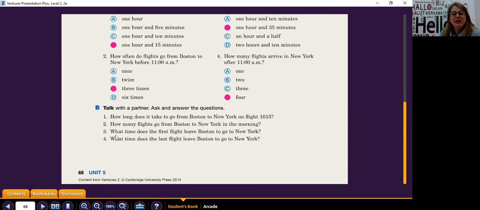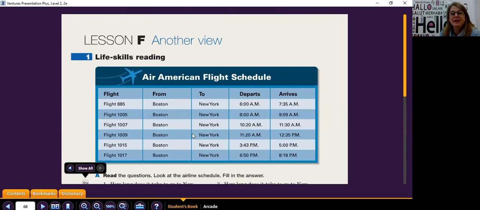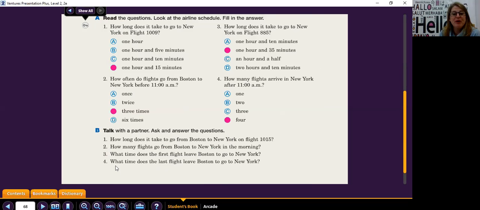Okay, number 3, what time does the first flight leave Boston to go to New York? So I'm going to look back. Here we go, is the first flight. Here's my sentence. The first flight departs Boston at 6 a.m.